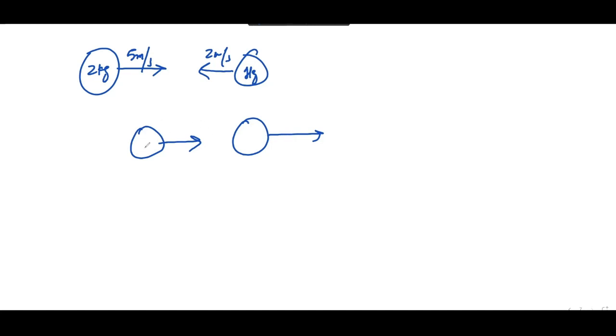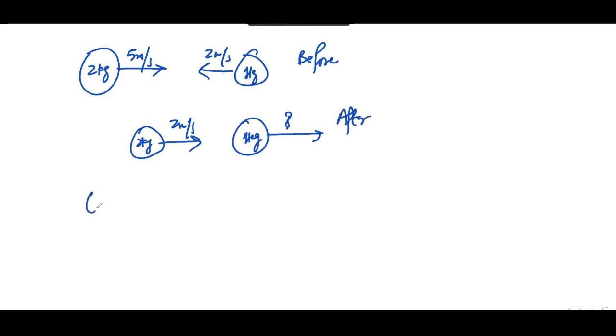Let's say he gives you the credentials of this one, that this is 2 kg and it is moving at 2 meter per second. This is a 1 kg ball. How much or what is the speed of this object in this case? So what you're going to do, this is my before case and this is my after case, right?